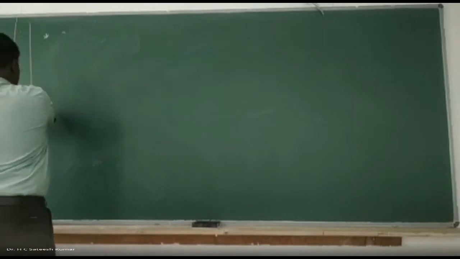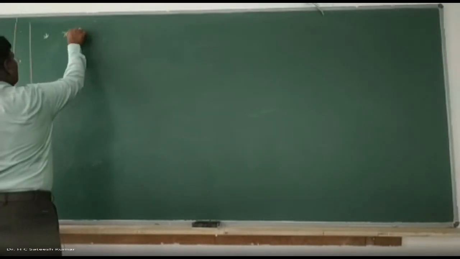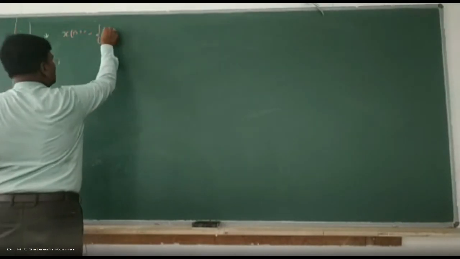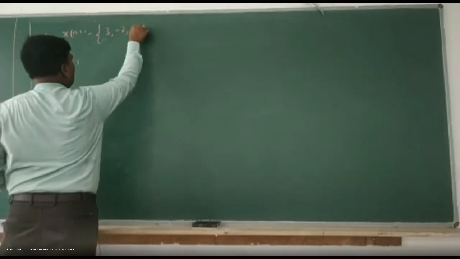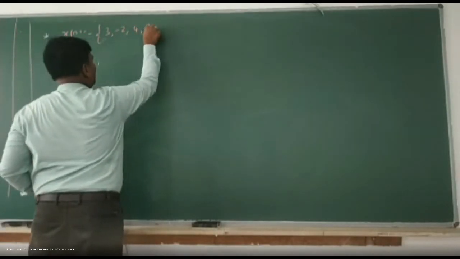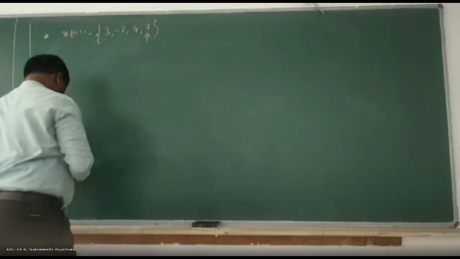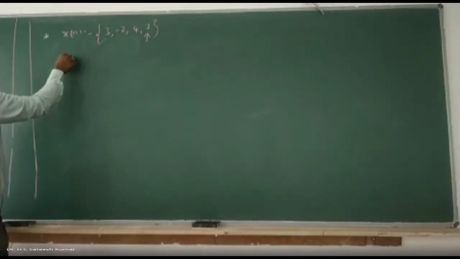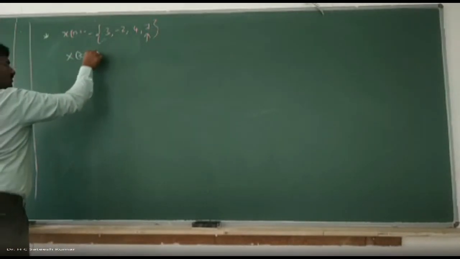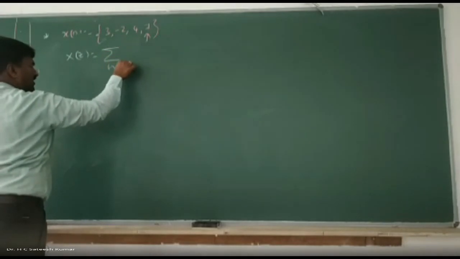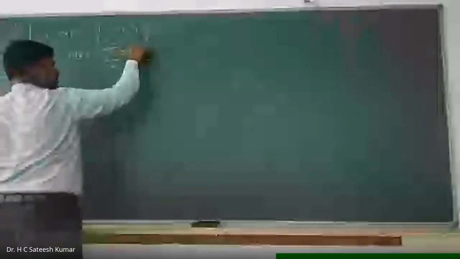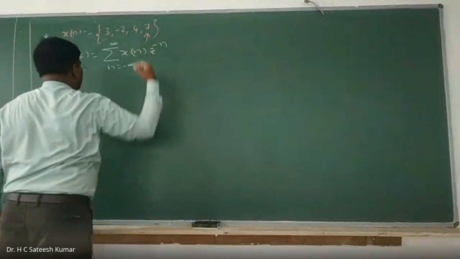Find the z transformation of x of n equal to 3, minus 2, 4, 7, with an arrow mark here. Once again, same thing. X of z by definition is summation n varies from minus infinity to plus infinity of x of n into z to the power of minus n.